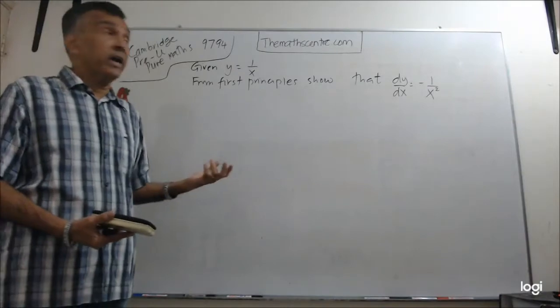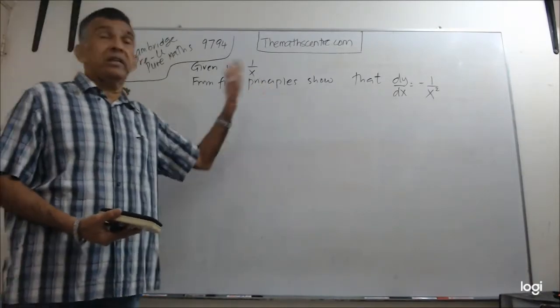Given that y equals 1 over x, from first principles show that dy/dx is negative 1 over x squared.